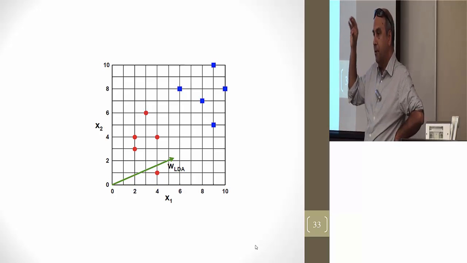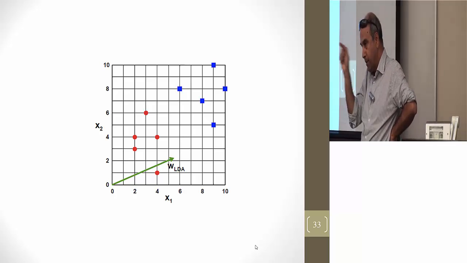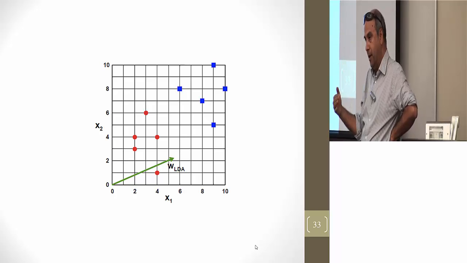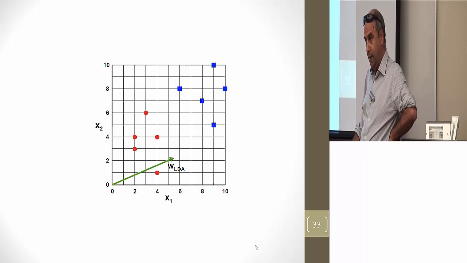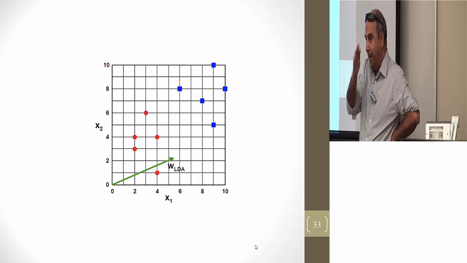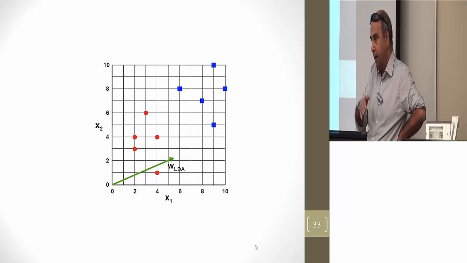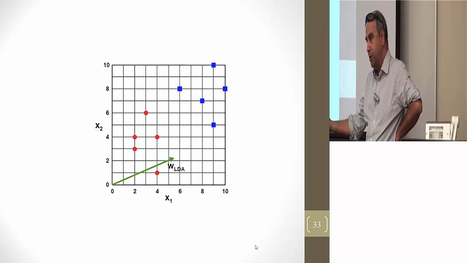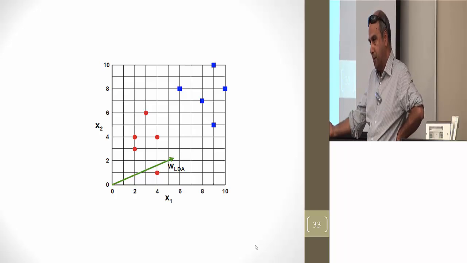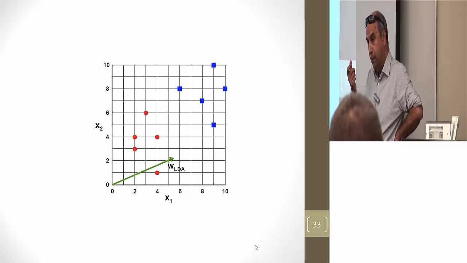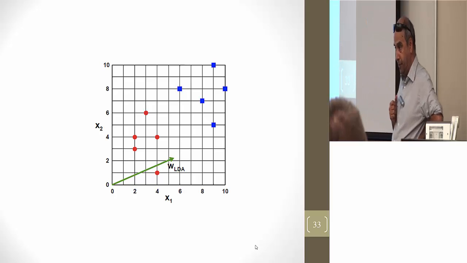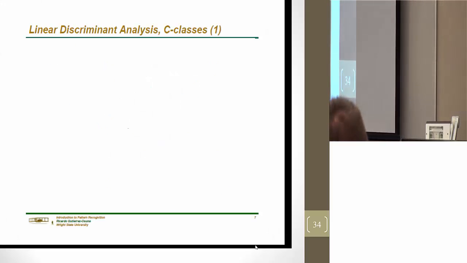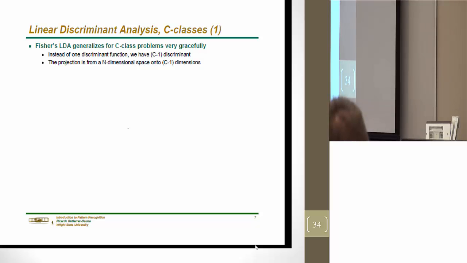You will find SB, you will find SW, only you will have more summations because of many classes. And the result will be not one eigenvector, but many eigenvectors. And then at the end, you will take an input vector and map it to a C minus 1 dimensional vector, not just one number. And then in that space, you can classify very easily.